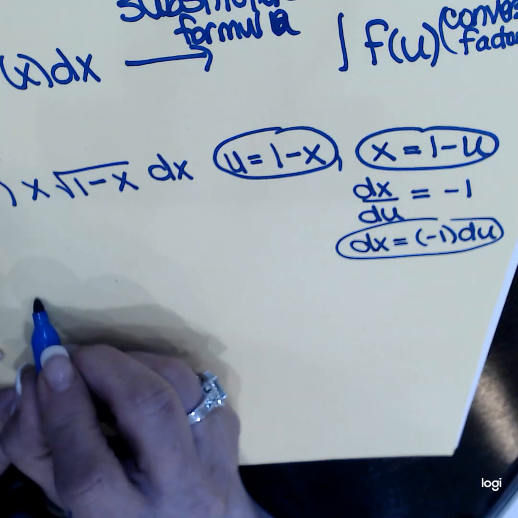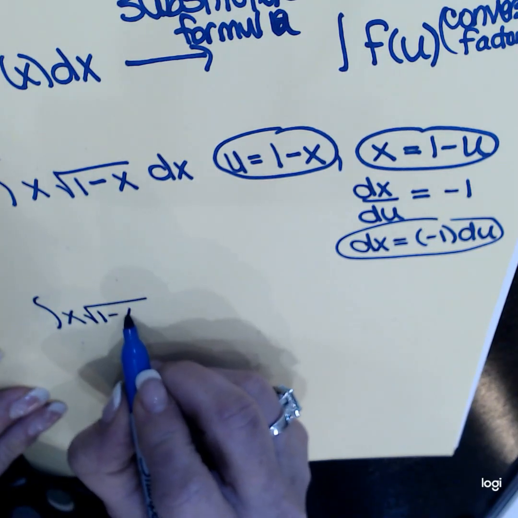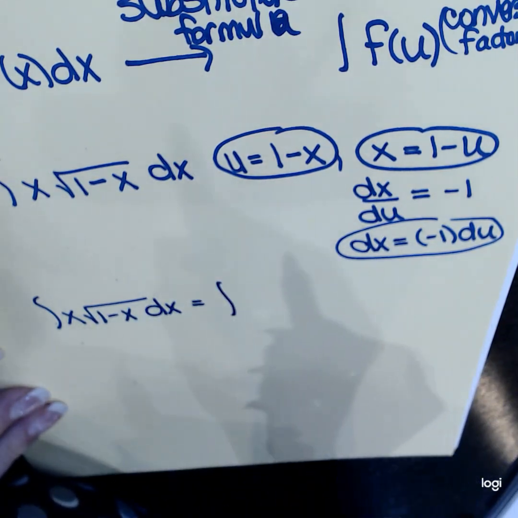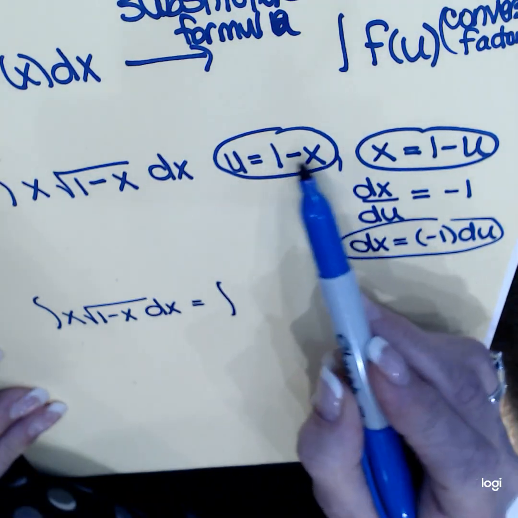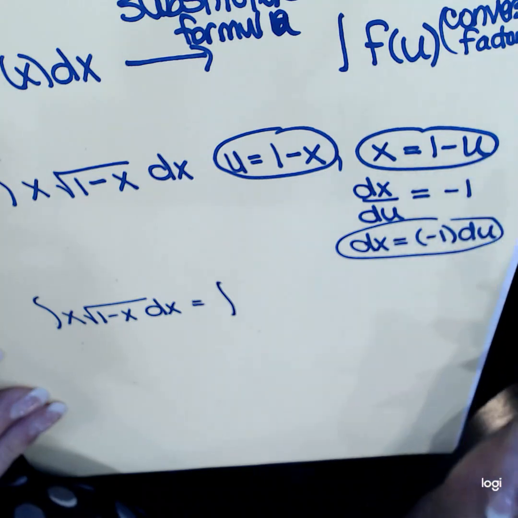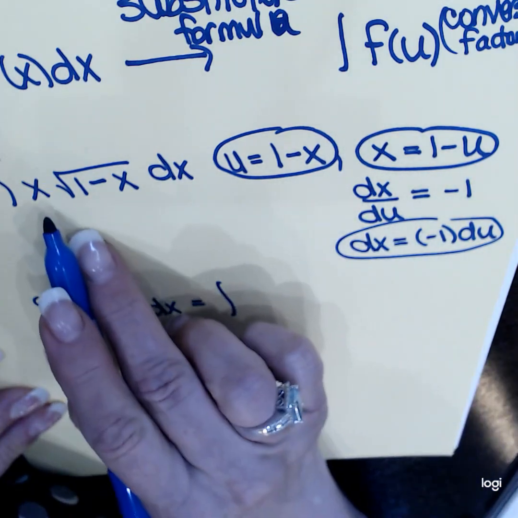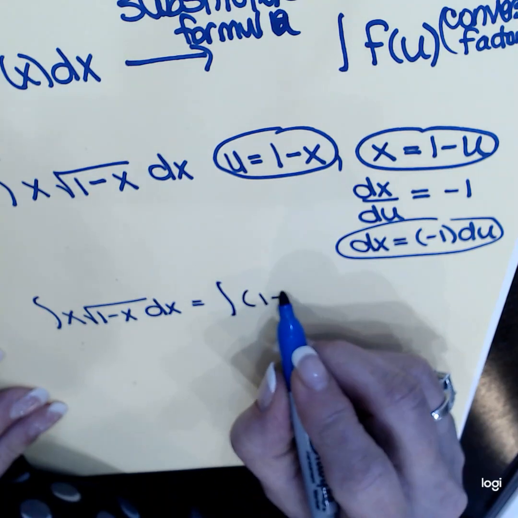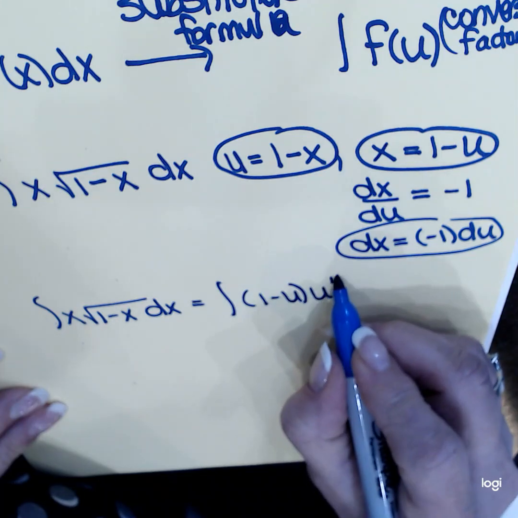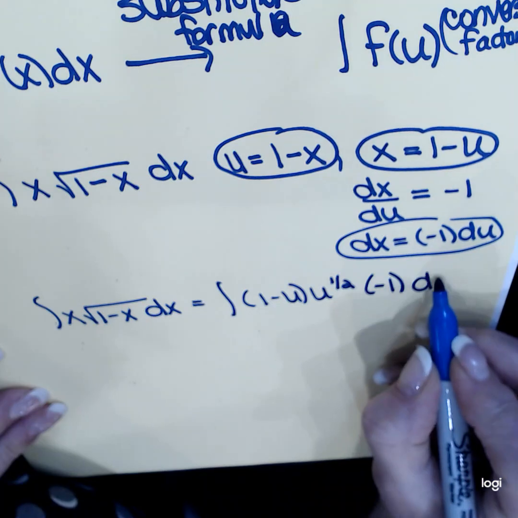What we found in this case would be that the integral of x times the square root of 1 minus x with respect to x would be equal to the integral of, well, everywhere we see the quantity 1 minus x, we're going to put in a u. For single x's, we'll put in 1 minus u, and for dx, we'll put in -1 du. So first I have an x, which is going to be 1 minus u. Then I have a square root of 1 minus x, which would be u to the 1/2. And then I have a dx, which is a -1 du.